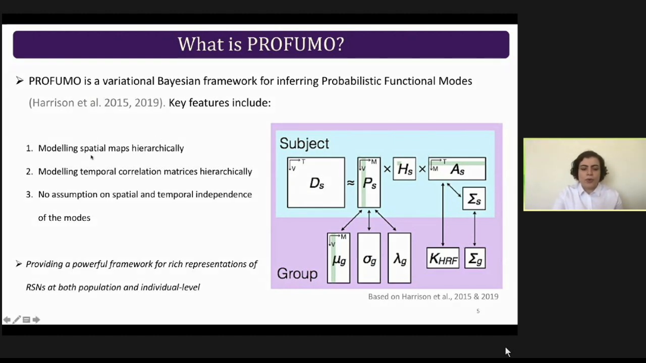PROFUMO is hierarchical in two senses. One is over the spatial layout of the RSNs, and the other is over the functional connectome between the time courses of the RSNs. In addition to these two key features, PROFUMO also relaxes the assumption of spatial and temporal independence among the RSNs, which has been a key assumption for ICA type models. And therefore, it provides a powerful and flexible framework to infer RSNs based on fMRI data.